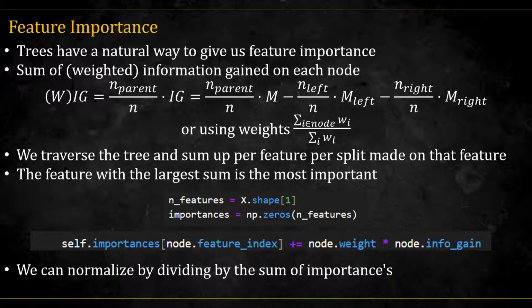Trees also have a natural way to give us feature importance. To do that, we sum the weighted information gain on each split node for each feature. The weighted information gain is just the number of observations in the split node divided by the total times the information gained by the split. We can also incorporate weights here. Here is a code extract of how this can be done. We initiate an empty array with the number of features our data has. Then we traverse the tree, and for each split node, we add the node weight times the information gain in the array to the specific feature that was used for the split. We can also normalize these scores by dividing by their sum.